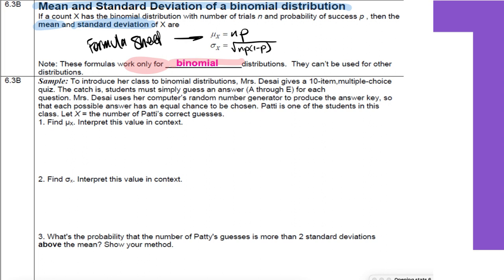So let's look at this example. Mrs. Desai gives a 10-item multiple choice quiz. You have to guess A through E for each question, and the answers are just random.